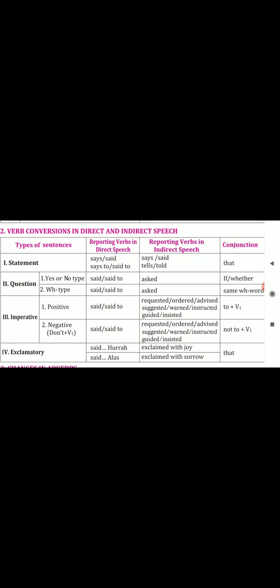And then an imperative sentence, especially positive: said to or said can be changed into requested, ordered, advised, suggested, warned, instructed, guided or insisted. So we have to see what type of sentence it is. After that we can change the reporting verb. And then negative imperative sentences, which come with don't and the present verb.